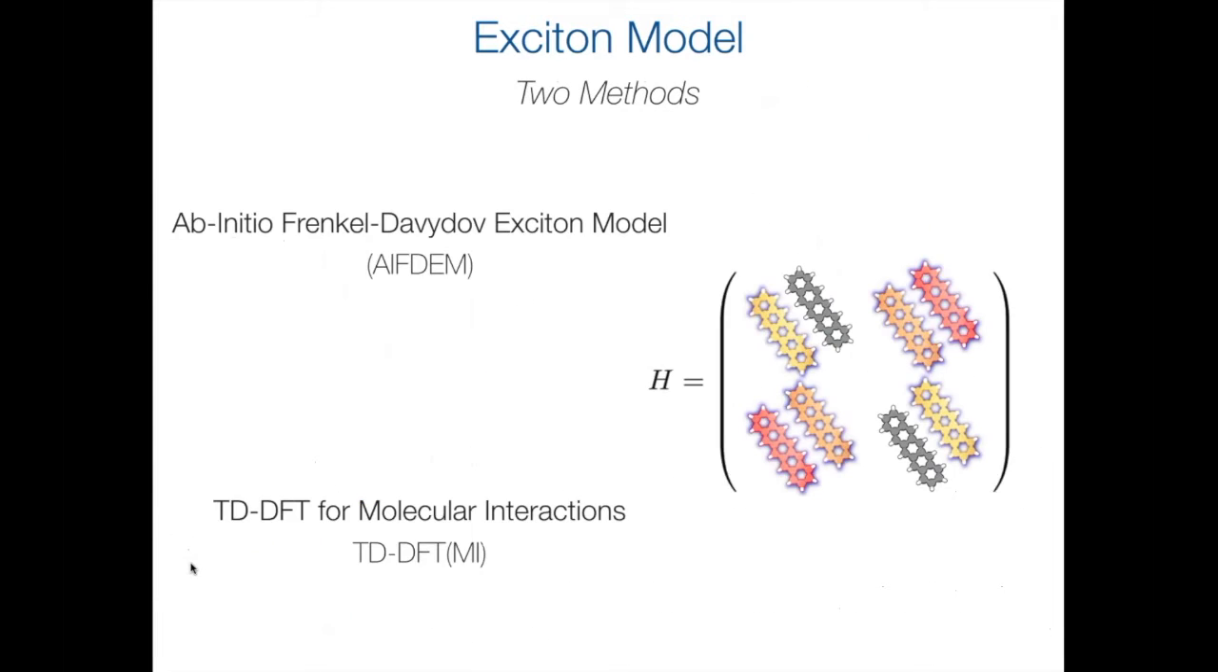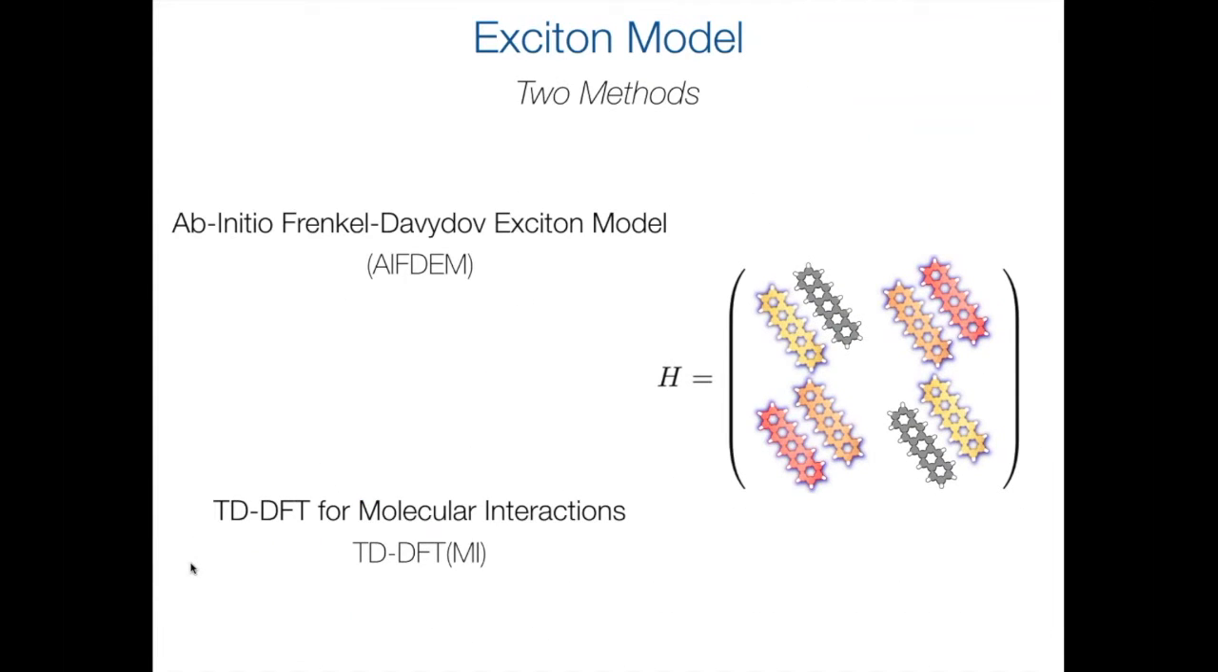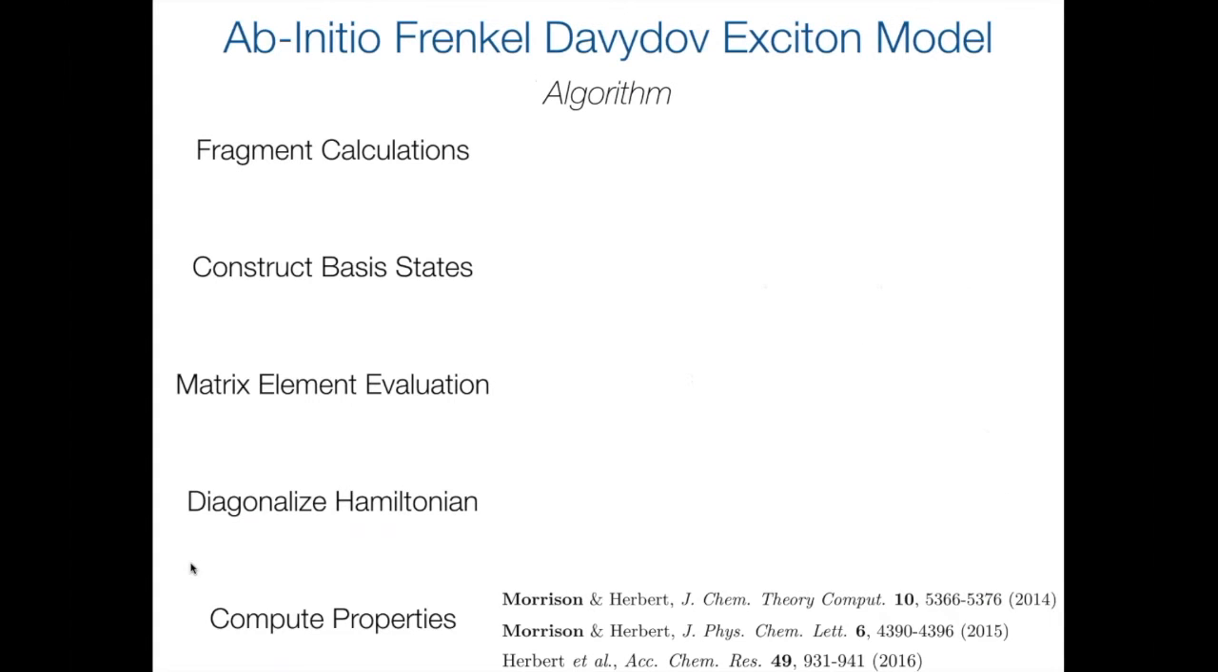So there are two methods based on this model that I would like to talk about today. The first is called the ab initio Frenkel-Davydov exciton model, or AIFDEM, and the second is TDDFT for molecular interactions, or TDDFT-MI. We'll start with the ab initio Frenkel-Davydov exciton model, and we can outline the algorithm here, break it down into 5 steps.